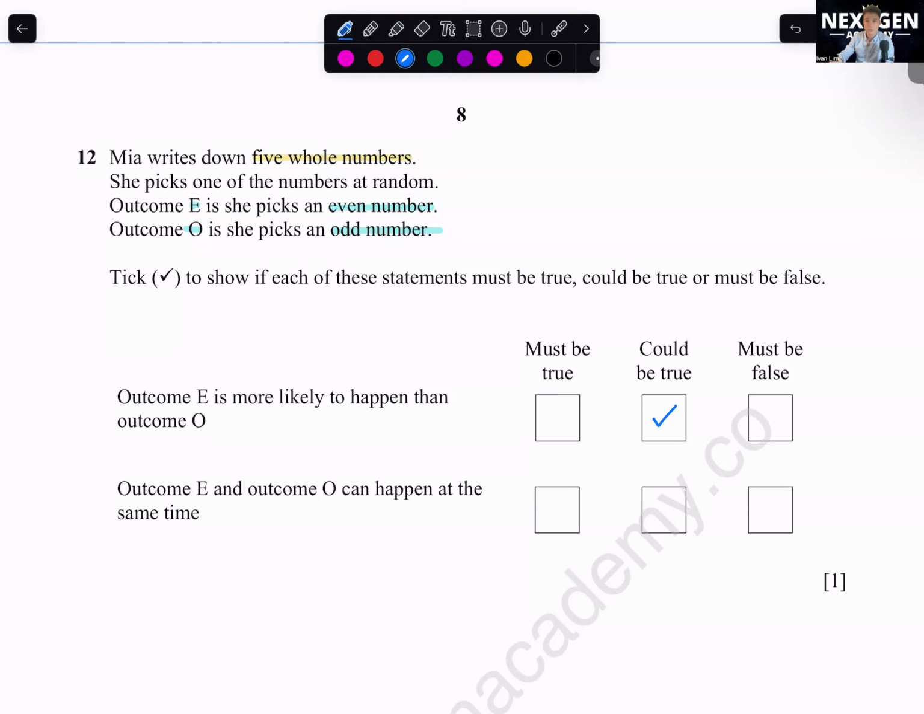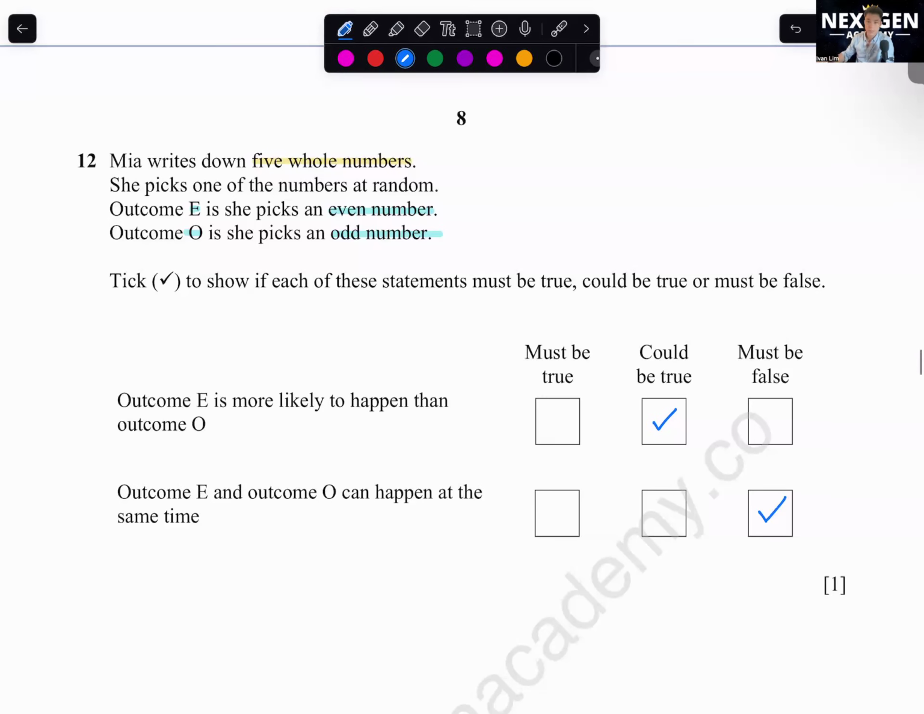Okay, do we take equivalent of even and odd numbers here? Cannot, right? Okay, because you have only 5 numbers. So either you have more even or more odd. You cannot have like 2.5 and 2.5 numbers. It's either 2 and 3 numbers. Okay, 2 odd, 3 even. Okay, so this one must be false.